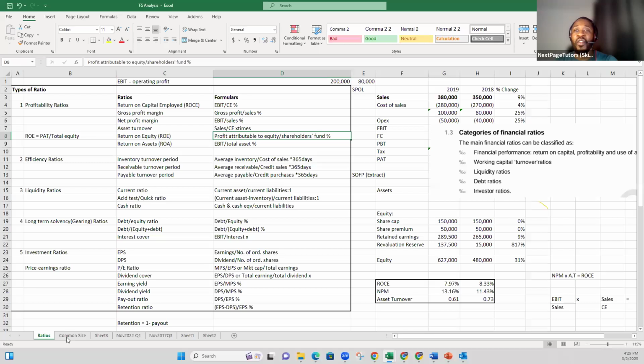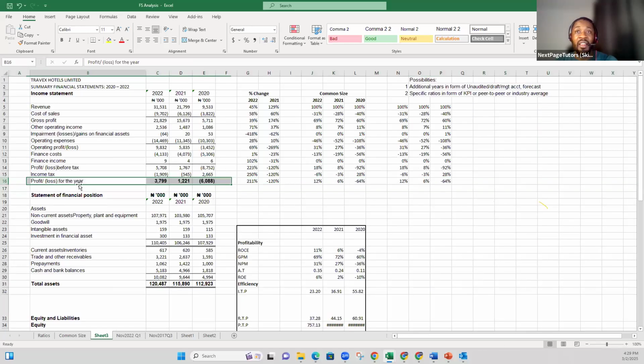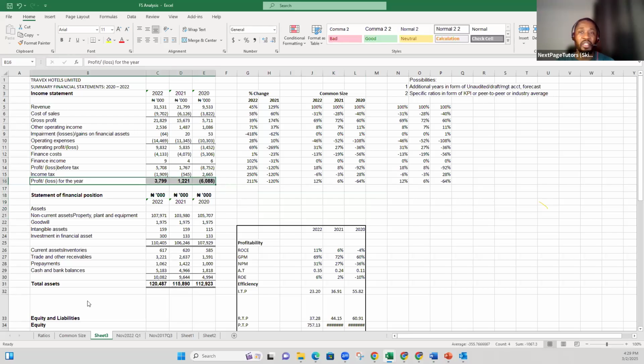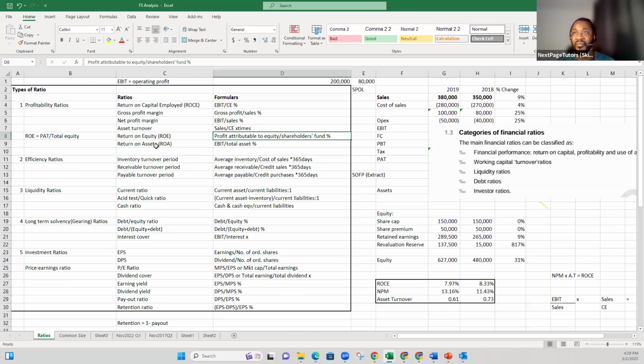That is because most of the time, your PAT, which is profit for the year, is exactly what is attributable to ordinary shareholders. But when you have preference share, you need to settle their dividend before you pay the ordinary shareholders. So if you are solving a question where you have been given ordinary and preference shares, you need to deduct their dividend before you use it to calculate your return on equity. Very, very important.